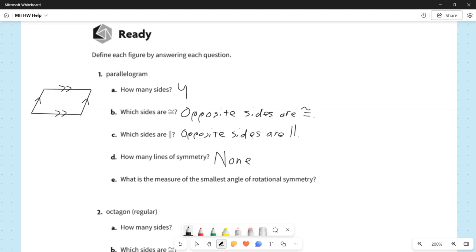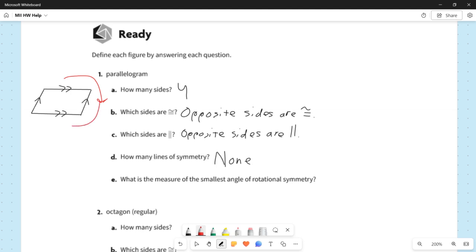E, what is the measure of the smallest angle of rotational symmetry? Well, if I take this parallelogram and rotate it, let's say 90 degrees, it's going to look something like this, which does not look the same as what I started with. So 90 is too small.